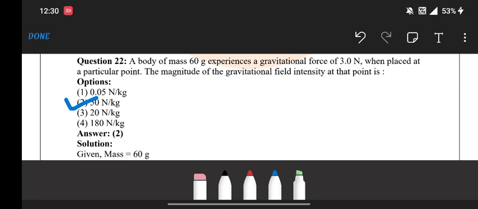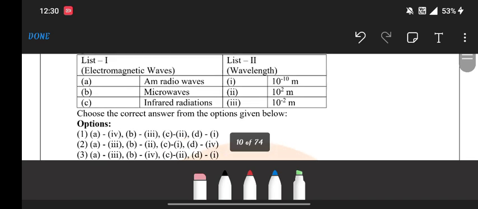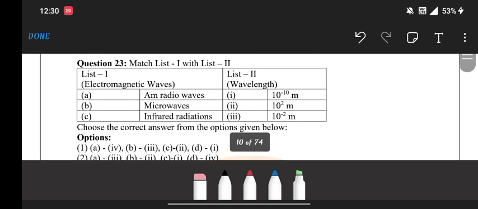Moving on to our next question, that is question number 23. Here they are given two lists, list 1 and list 2. In list 1 they are given electromagnetic waves, and in list 2 they are given wavelengths. So if we come to list 1, electromagnetic waves: A is AM radio waves, B is microwaves, C is infrared radiations.